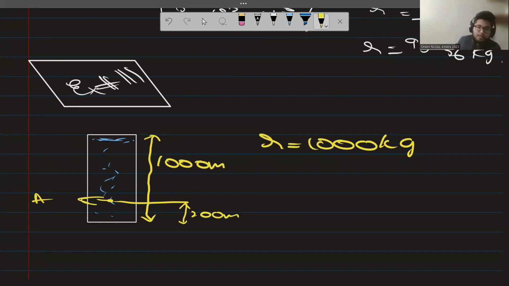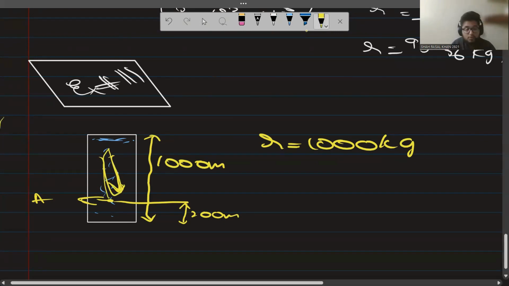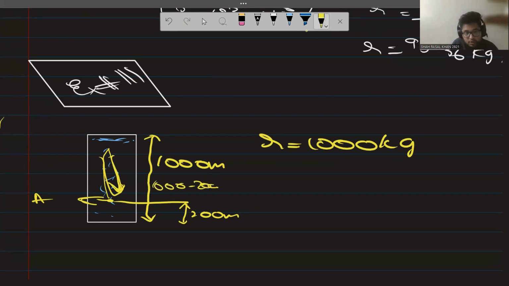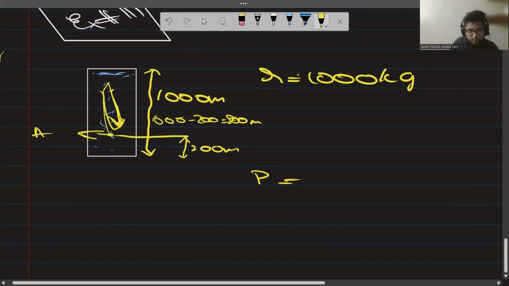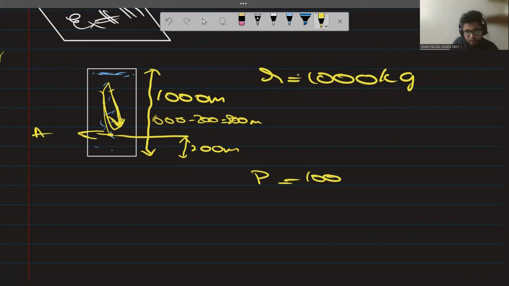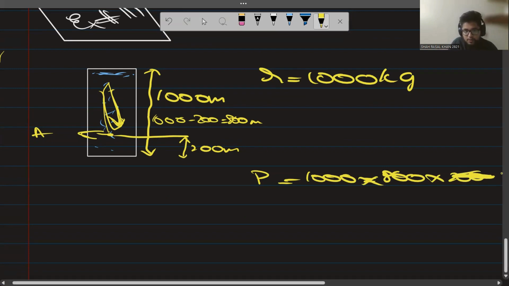First we have to subtract 200 from 1000. Why? Because the pressure is applied perpendicularly, right? So the height covered in the perpendicular way is not 1000, it's 1000 minus 200, which is 800. Let's put the values in the formula. P is equal to rho, 1000, multiplied by 800, multiplied by 9.8.